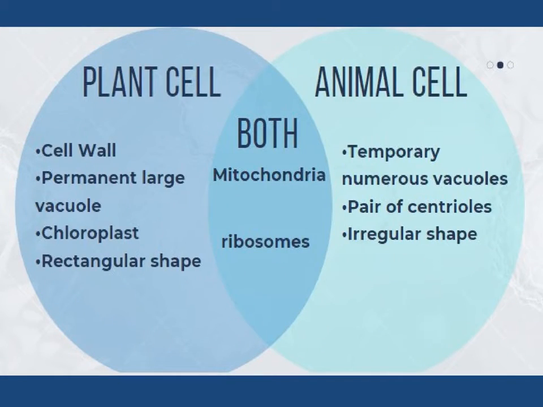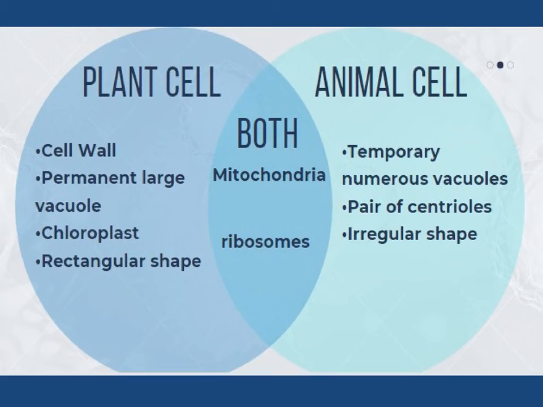Now let us look at some similarities and differences between plant cells and animal cells. Plant cells have a cell wall, therefore they are rectangular in shape. Animal cells, on the other hand, are irregularly shaped because they do not have a cell wall. Plant cells have permanent large vacuoles. However, animal cells have temporary numerous vacuoles.